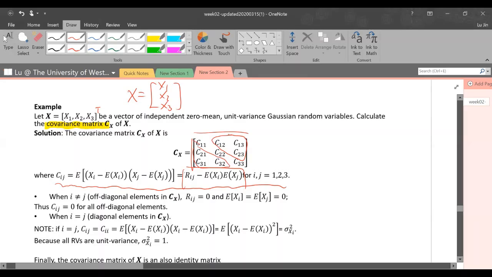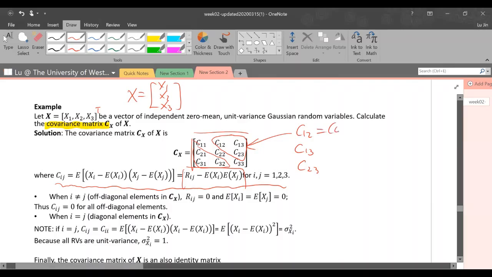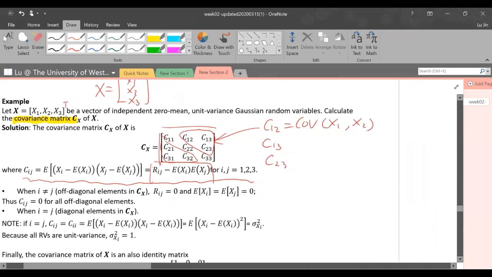That should be much easier. Okay, so in other words, what we need to do is to determine the C12 value, C13 value, and C23 values within this triangle. And then after that, the corresponding values will be given to the bottom triangle. Okay, so C12 is the covariance of x1 and x2.